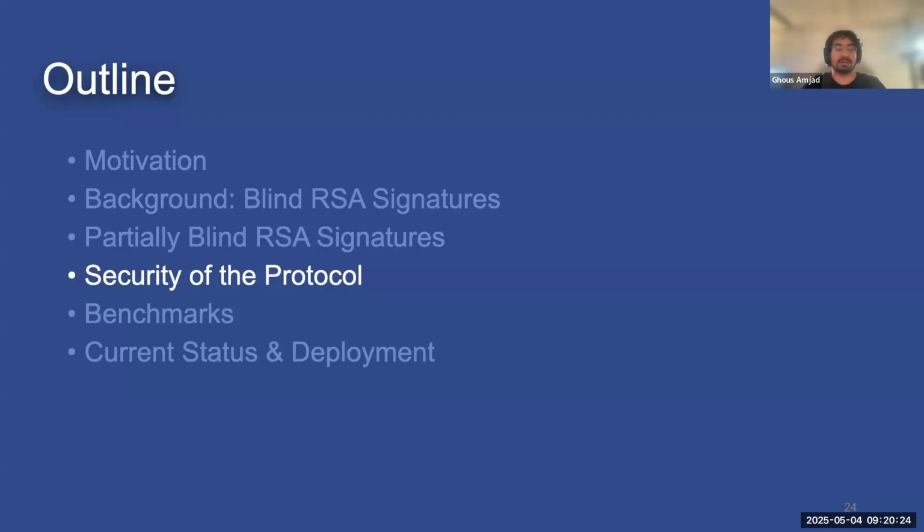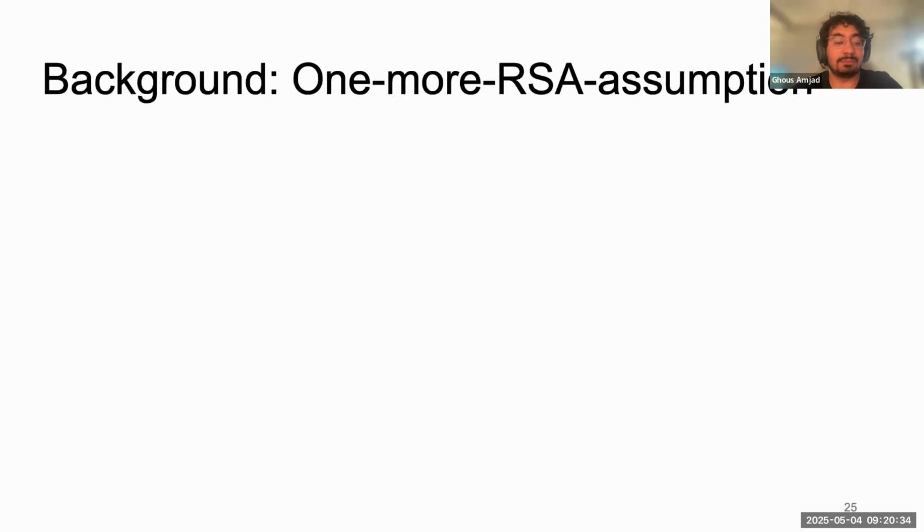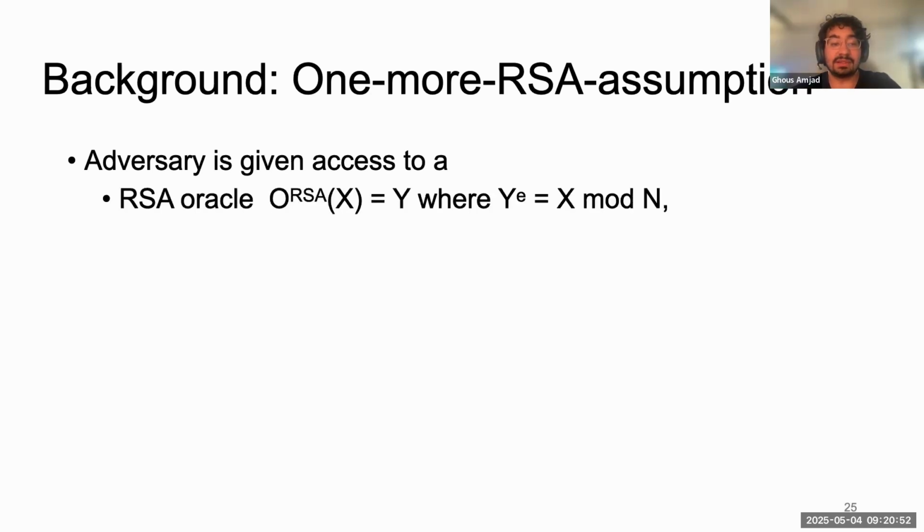So we already noted that the prior work did not have formal definitions for security. One of the main contributions in our paper is proving that a modified version of their scheme is secure. So we prove the security from a one-more RSA assumption with multiple exponents that we introduce. That is the assumption that we prove the security of our protocol from. And before looking into it, let's see what the standard one-more RSA assumption is. In that assumption, the adversary is given access to an RSA oracle, which takes in input x and outputs y, where y to the public exponent e equals x modulo n.